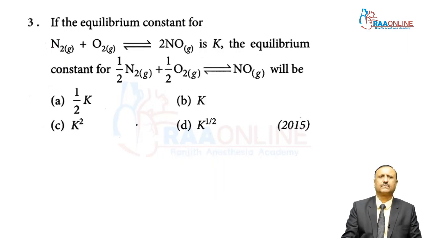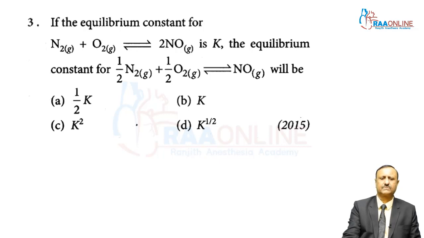Now my dear students, we can go to question number 3. If the equilibrium constant for N2 plus O2 giving twice NO is K, the equilibrium constant for half N2 plus half O2 giving NO is... My dear students, it's just the reverse of this, so N2 plus O2 giving twice NO has constant K, and this one is just half of it, half of this K, which means it's a root, the square root of K.